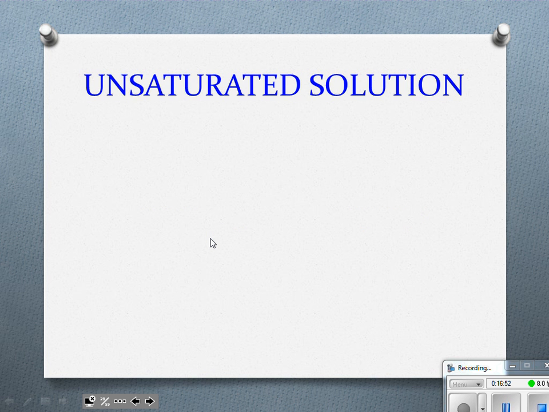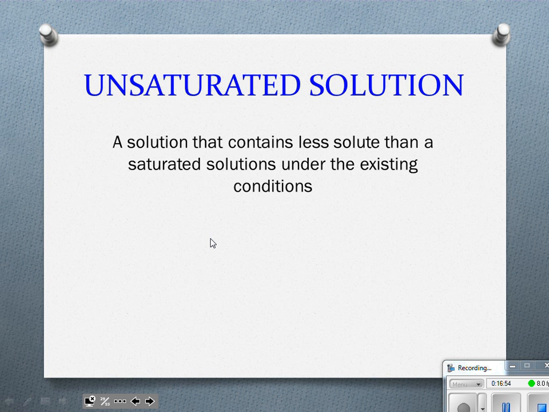An unsaturated solution is a solution that contains less solute than a saturated solution under the existing conditions.